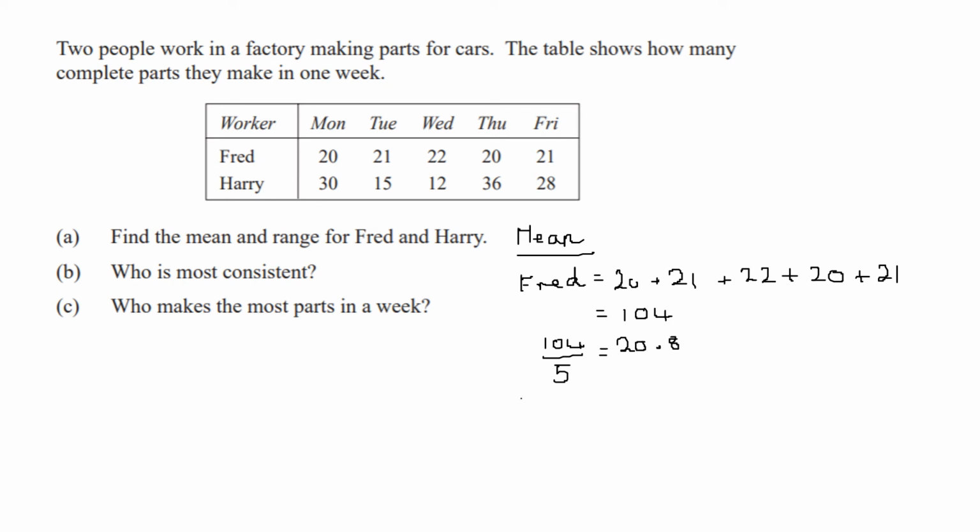And then let's move on to Harry. So the mean for Harry, we're going to have 30, add 15, add 12, add 36, add 28. And that will give us 121. So then we're going to work out our mean. So 121 divided by 5 will give us 24.2.